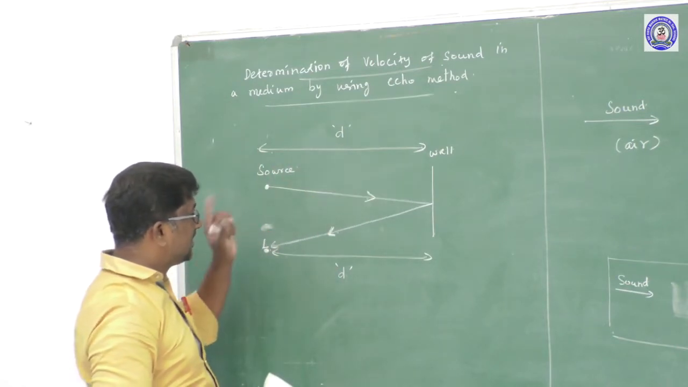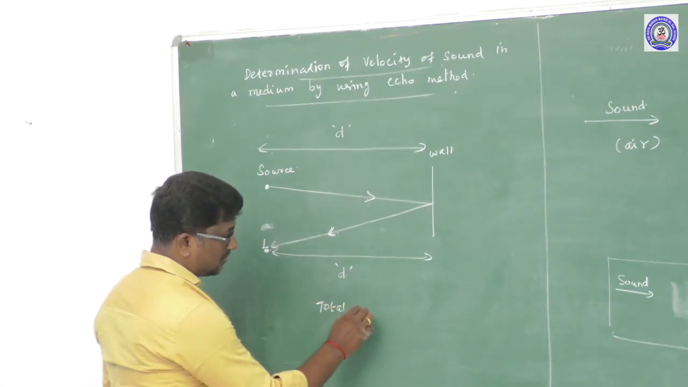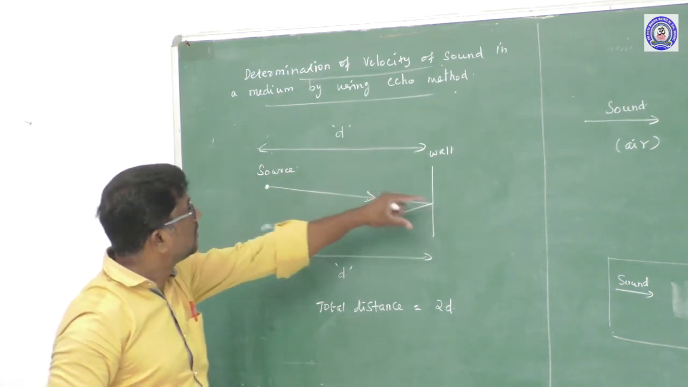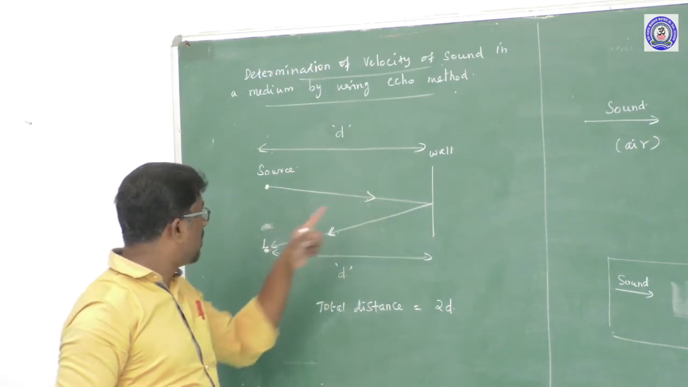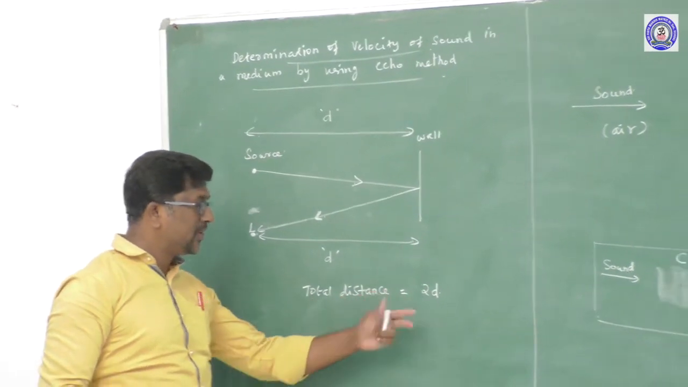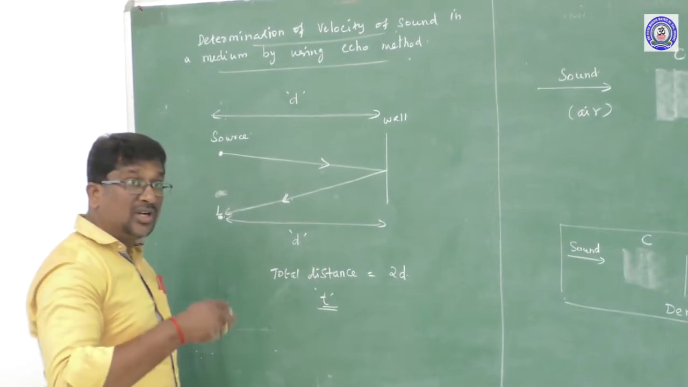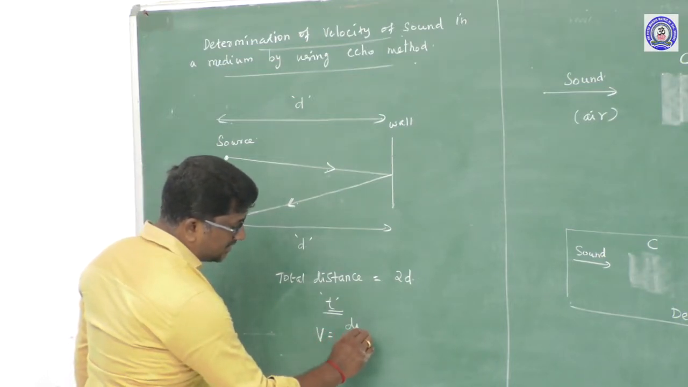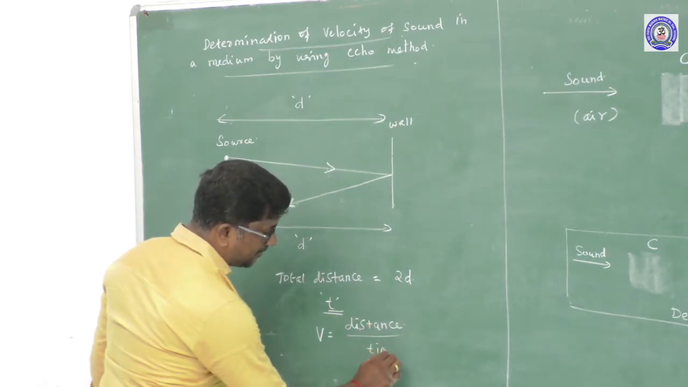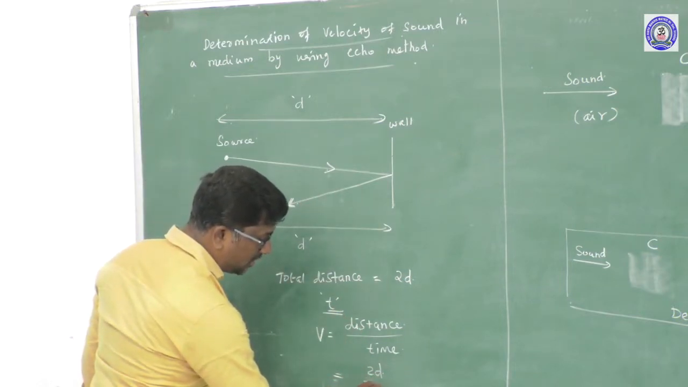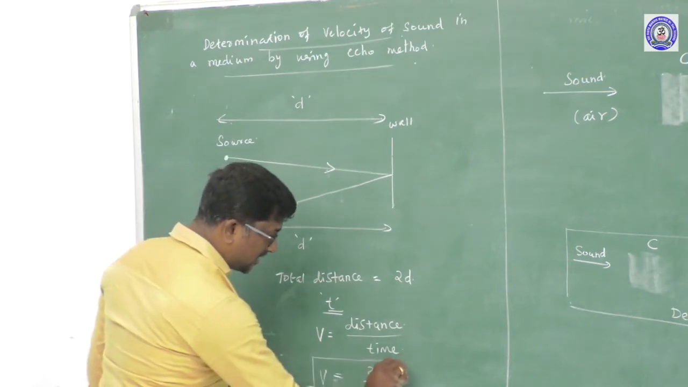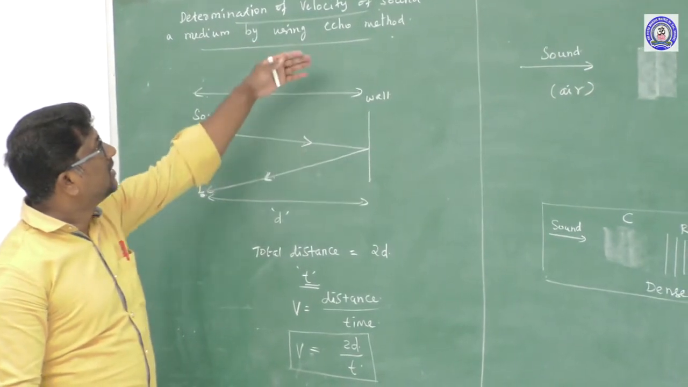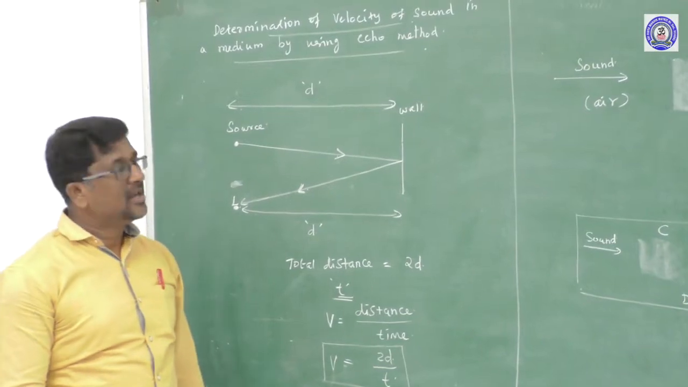Right. Here the total distance travelled by the sound wave is 2d. Because first the sound wave travels from source to wall with a distance of d. After reflection, it travels from wall to listener, the same distance d. So the total distance travelled by the sound wave is 2d, right? And let t be the total time taken by the sound wave to travel from source to wall and wall to the listener. We know that velocity is equal to distance travelled divided by time. Here the total distance travelled by the sound wave is 2d and the time taken is t. So by using this relation, we can find the velocity of a sound wave in the medium. So this is the echo method. This is the simplest method used to find the velocity of a sound wave in any medium.